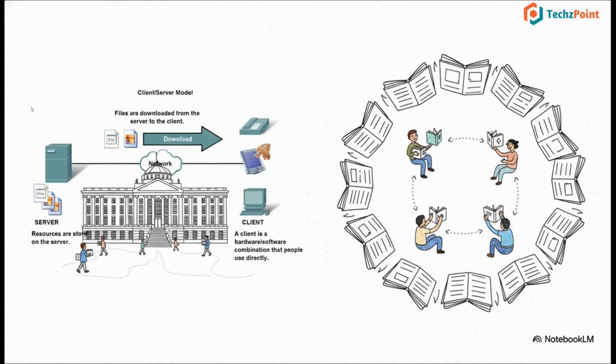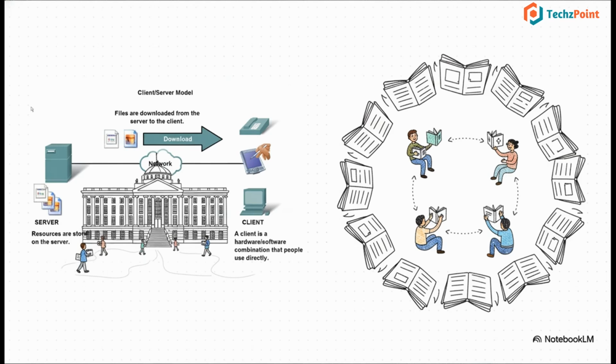The client-server model, that's like a central library. One giant building holds all the books, and everybody has to go to that one place to get them. Peer-to-peer, on the other hand, is more like a book club, where everyone brings their own books and just shares them directly with each other.